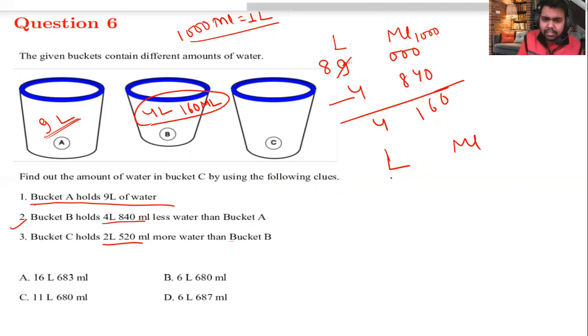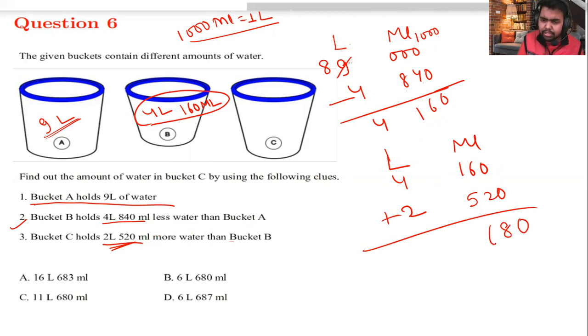I have to add 4 liter, 160 milliliter, and I have to add here 2 liter and 520 milliliter. I'm going to add. So here it would be just 0, here would be just 8, and here would be 6. So here you can easily get the answer. And again, if you add this one, 6. So here 6 liter and 680 ml. So which is the option? Option B is correct.